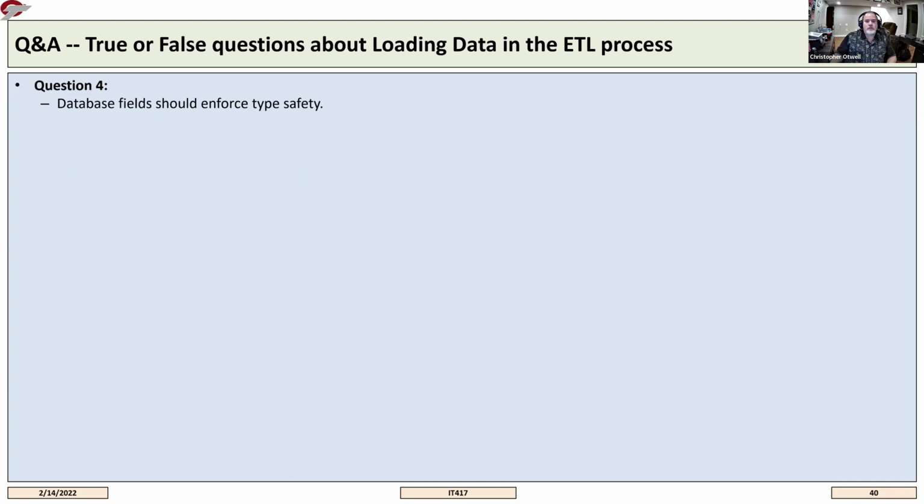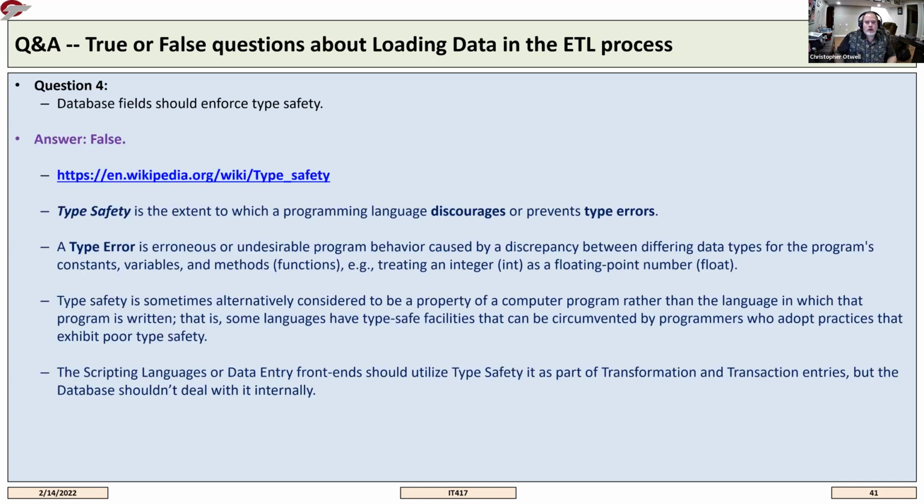Database fields should enforce type safety. Not necessarily. Type safety discourages or prevents type errors. Type errors cause undesirable behaviors and discrepancies, so basically having the wrong kind of value in a particular field. You want to make sure your data is good, but the database itself shouldn't really care. The source of the data shouldn't care.